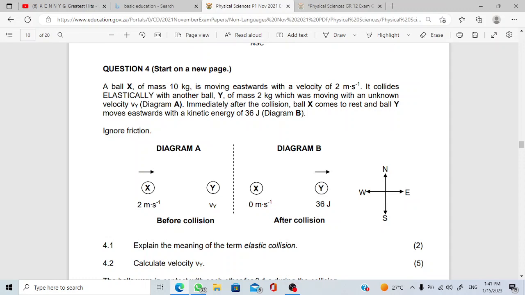Good day, guys. In this video we are going to deal with momentum, impulse, elastic collisions and inelastic collisions and solve different kinds of questions.